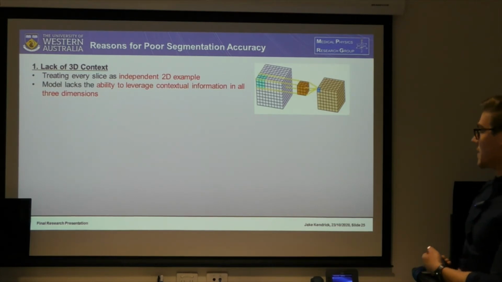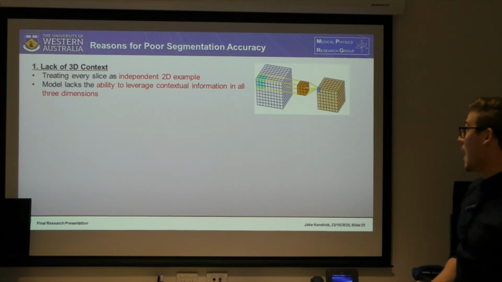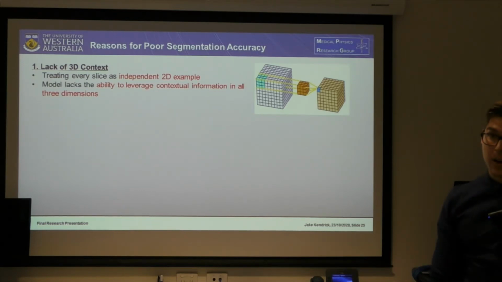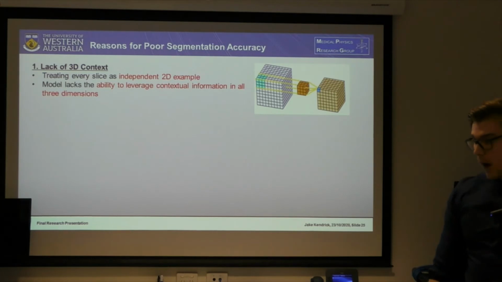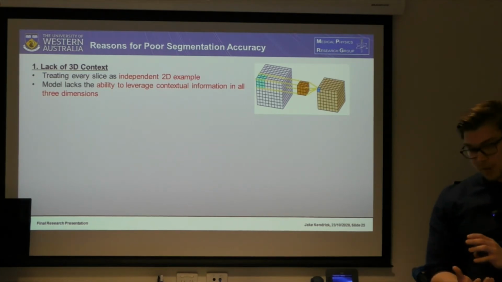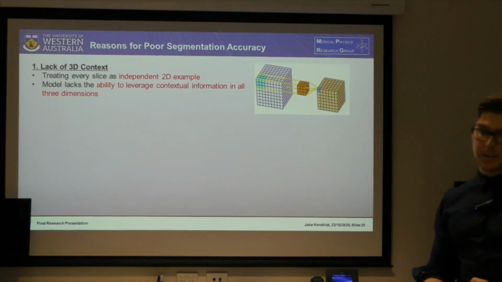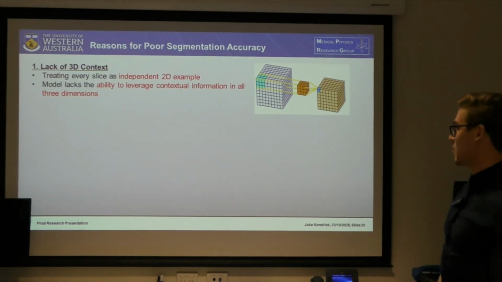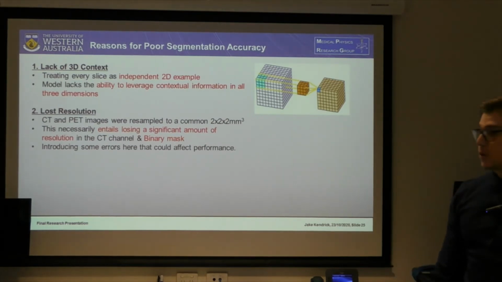Now, there are ways of implementing 3-dimensional convolutional neural networks. They're highly computationally expensive, though, and pretty much because we lacked the computational resources, we chose early on to use a 2-dimensional model. However, that's not the only way of accounting for 3-dimensional context. There are other ways, which probably should have been considered at the start of the project, but the results are what they are.